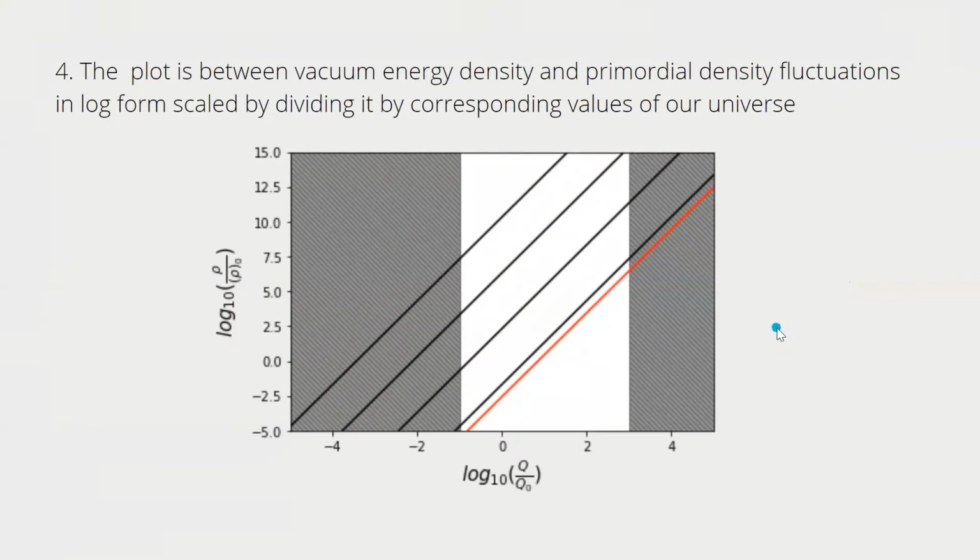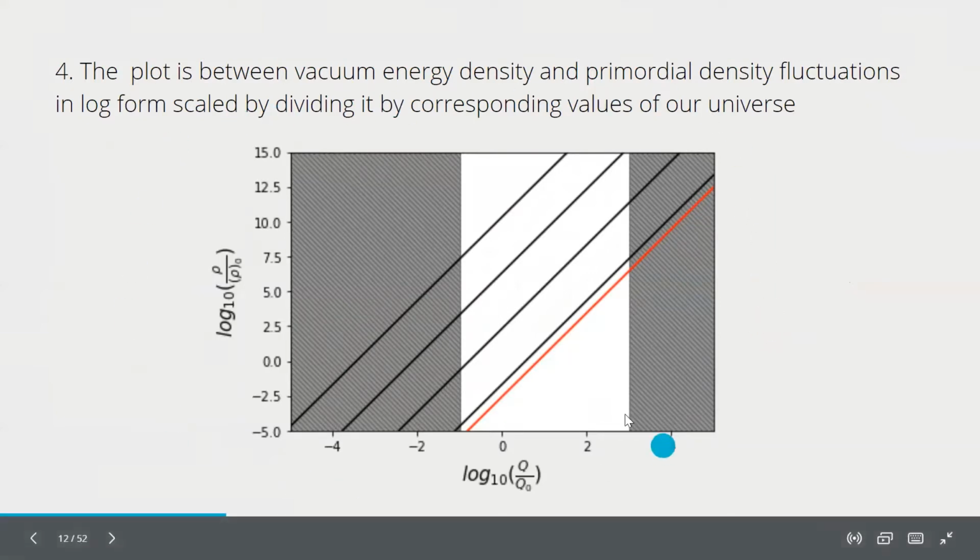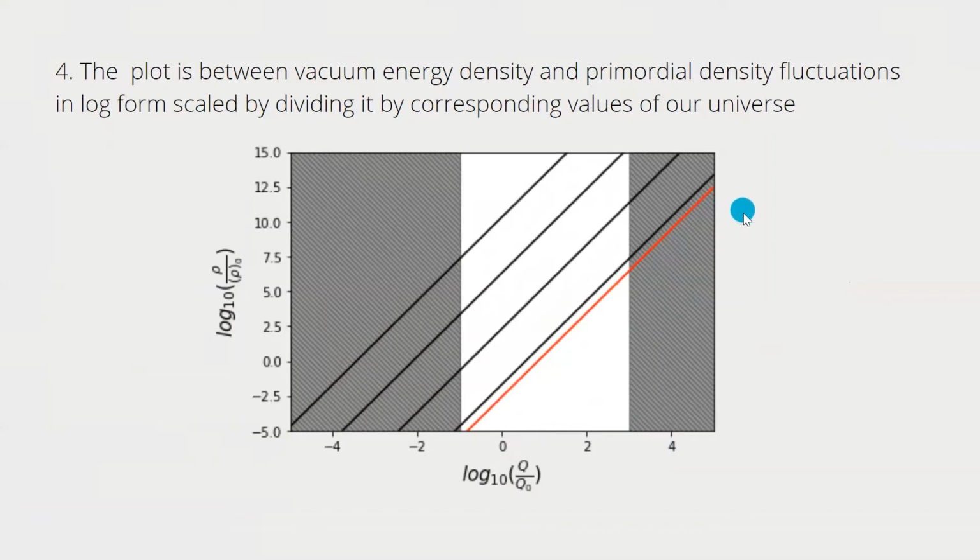So yeah, this is the plot we get. The red line denotes our universe, and the different plots we are getting are due to the different values of eta. Eta is the baryon to photon ratio, which is different for the different plots we have. Like for the red one, we have that of our universe, which is 6 times 10 to the minus 10, and then 10 to the minus 9, and so on till 10 to the minus 6 from bottom to top.